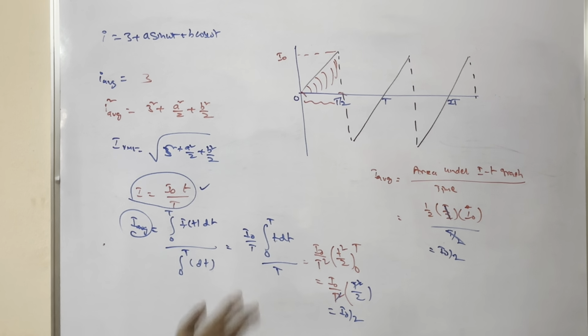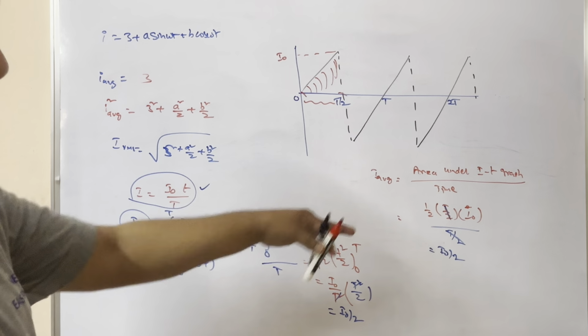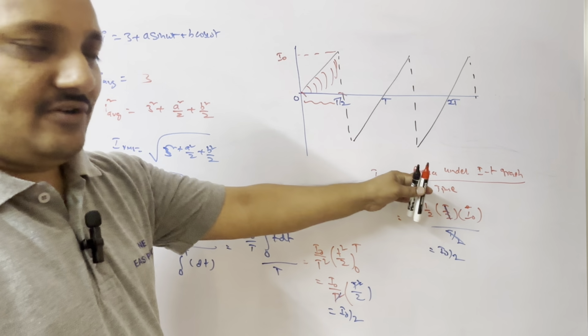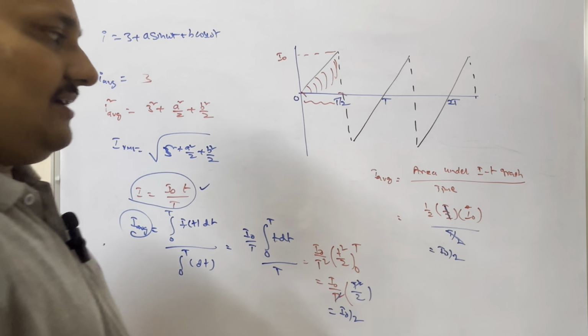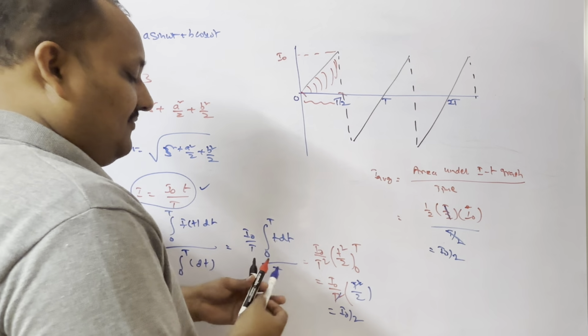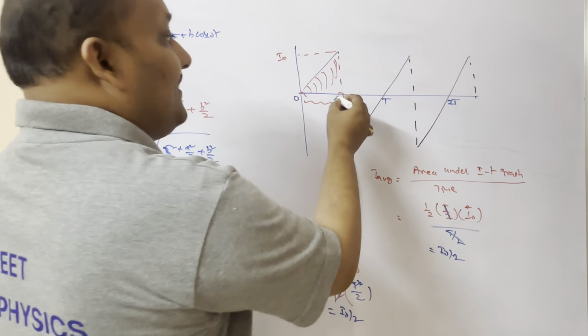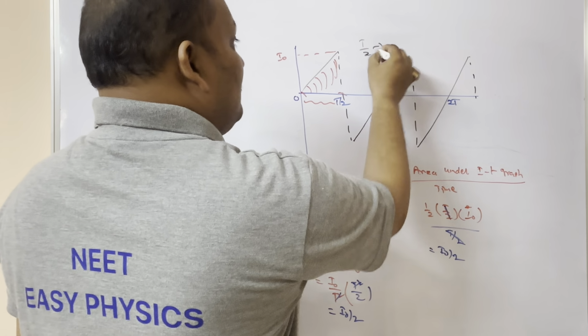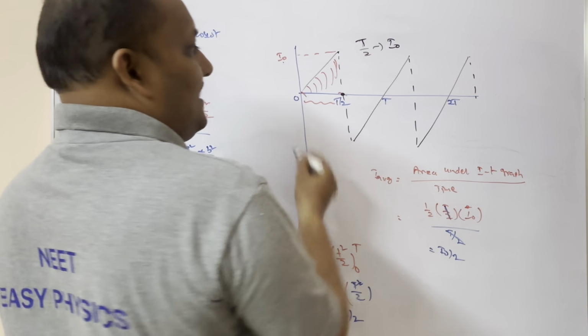If they are asking mean square, how do we do it? We just square both sides, I naught square by the function. We are going to calculate I square dt by time period. How do we calculate the I value now from this? For these problems, how to calculate? For t by 2, the current is I naught.